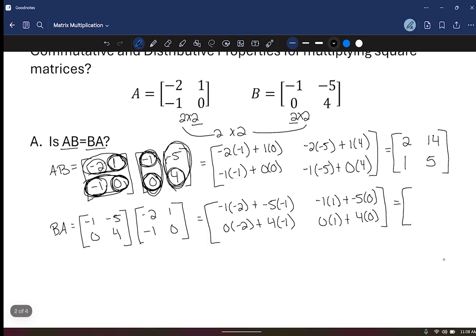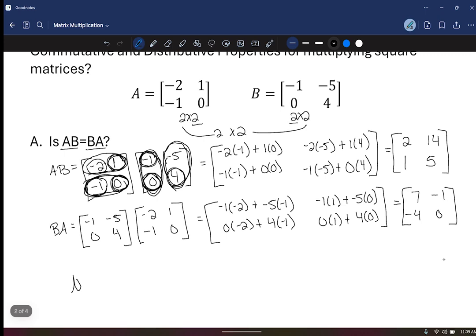That gives us 2 plus 5, which is 7. -1 plus 0 is -1. 0 plus -4 is -4. And 0 plus 0 is 0. Now, when I did A times B, I ended up with 2, 14, 1, 5. When I did B times A, I ended up with 7, -1, -4, and 0.